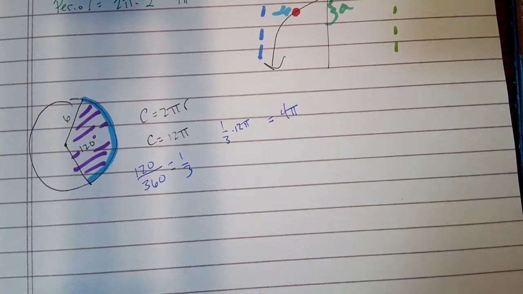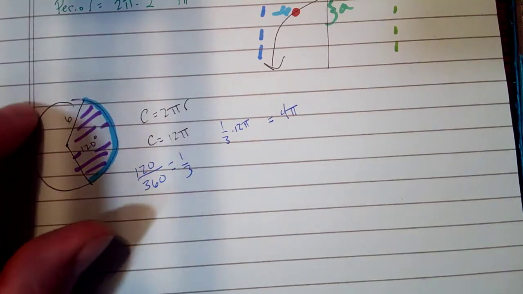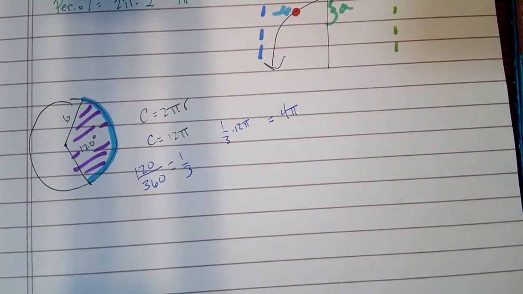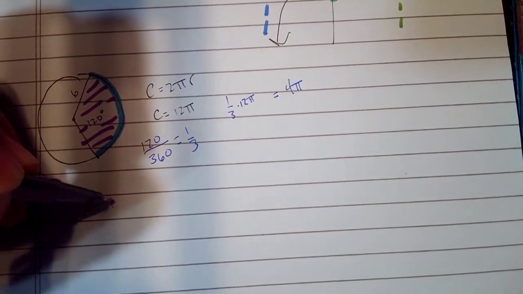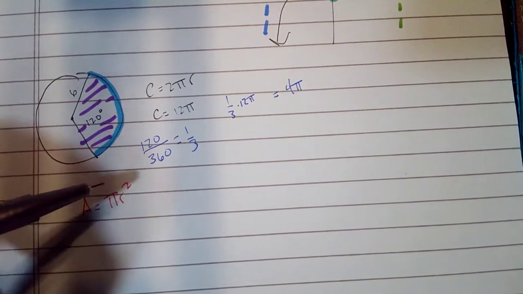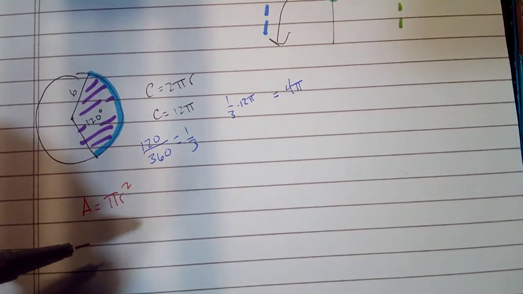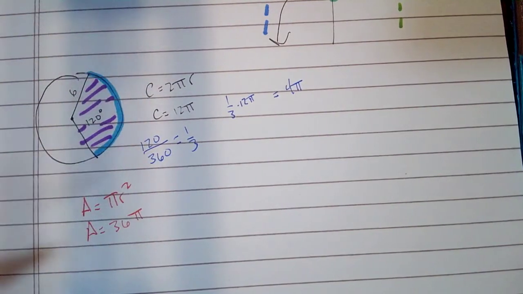Okay? Well, so again, two things I need to figure out. First one is now I'm talking area, so I need to figure out what the area of the whole circle is. Okay, so area of a circle, the formula for that is a equals pi r squared. All right, radius is 6. 6 squared is 36, so that means a equals 36 pi.